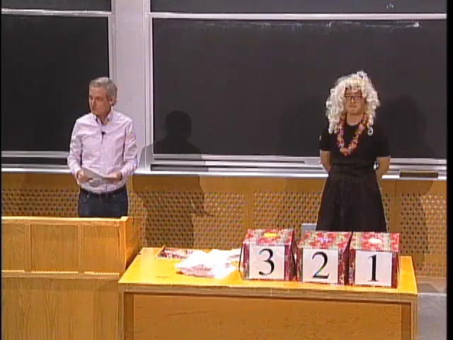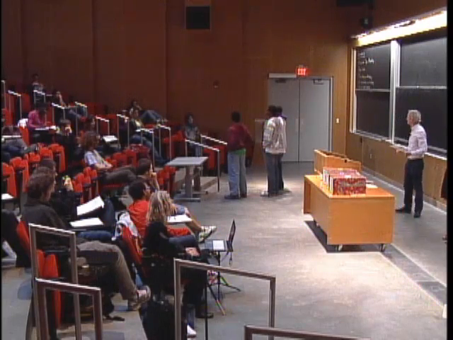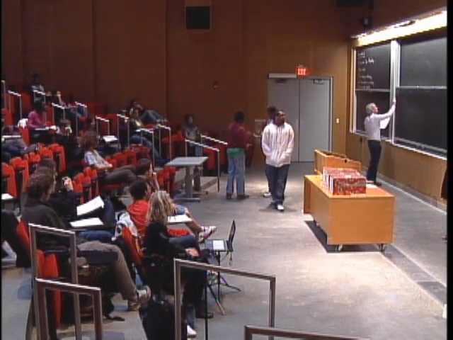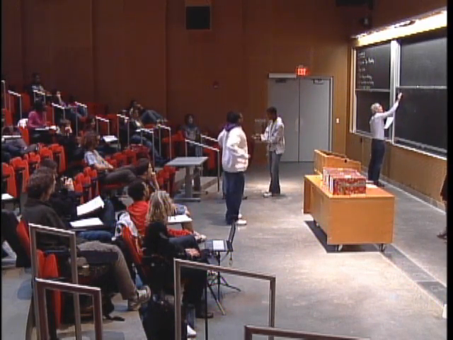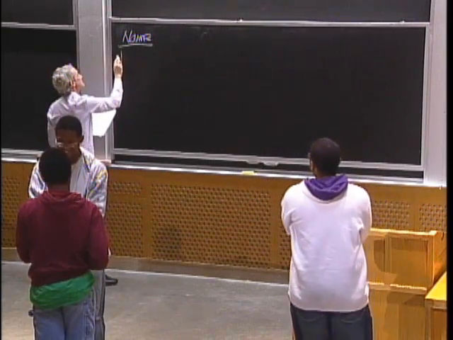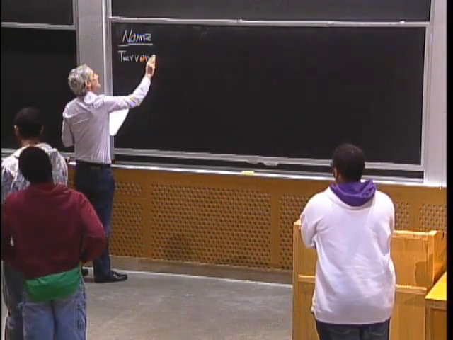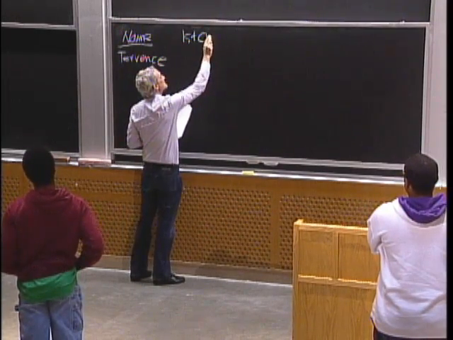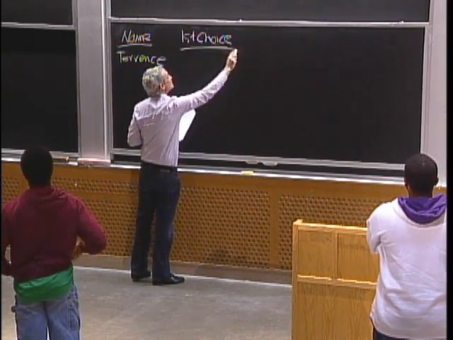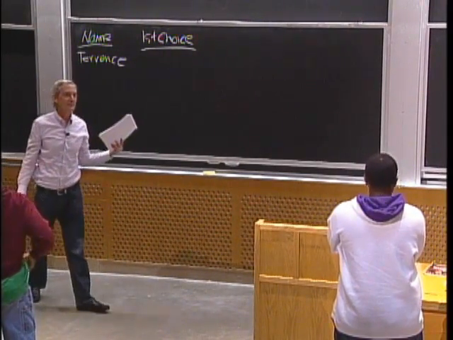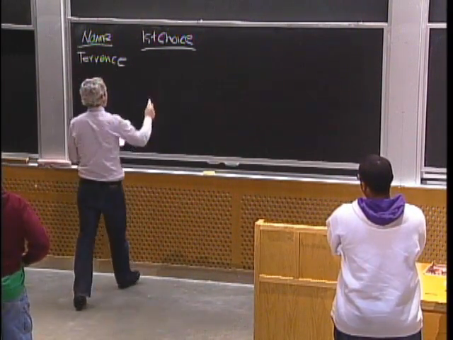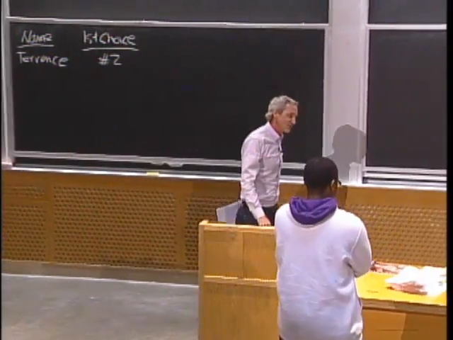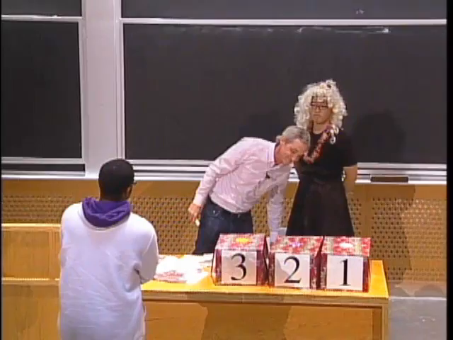All right. So who's our first volunteer here? All right, come on over. I'm going to write your name on the board because we're going to keep track of what happens here. What's your name? Terrence. All right. Now, first thing you got to do, Terrence, is pick a box as your basic choice to start. Number 2. Okay. All right, you picked number 2. Interesting choice.